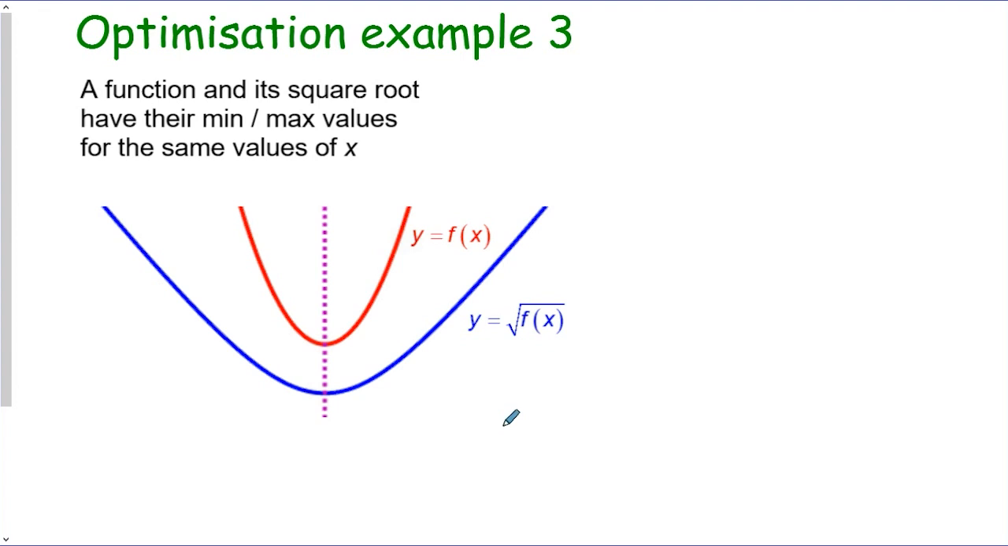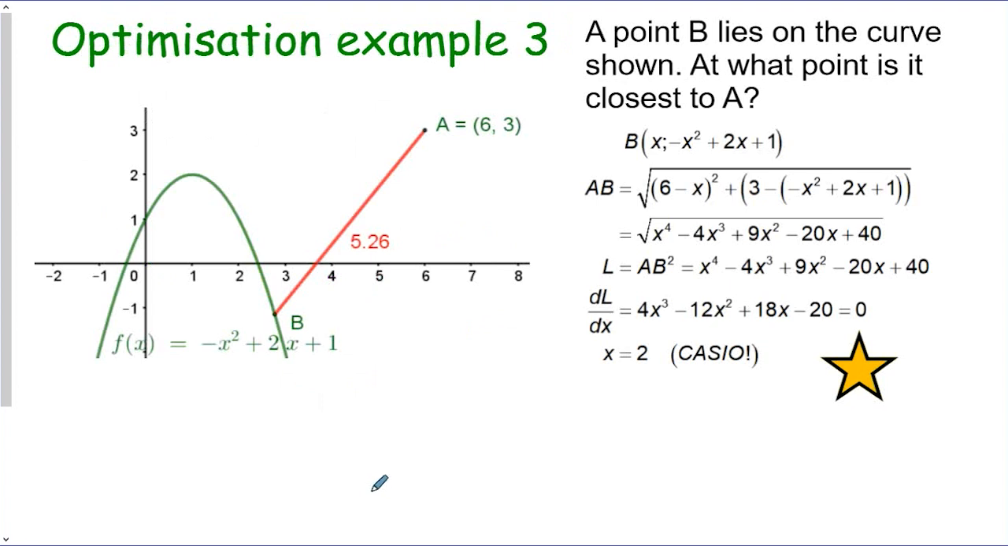Okay, we're going to look at a third and last optimization example, just because there's quite an important concept involved here. And that is that if you've got a function and the square root of that function, then they will have their maximum and minimum values in the same place. There'll be different values, but they will occur in the same place. We're going to use that in the next example. So let's just take a look. What we've got here is a point B that moves, that is always on this parabola.